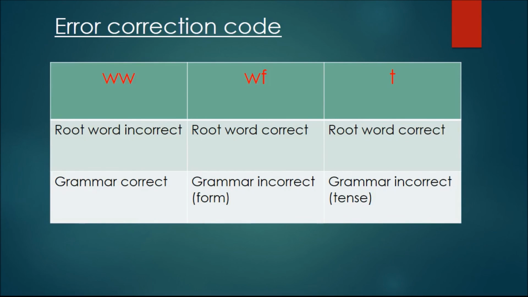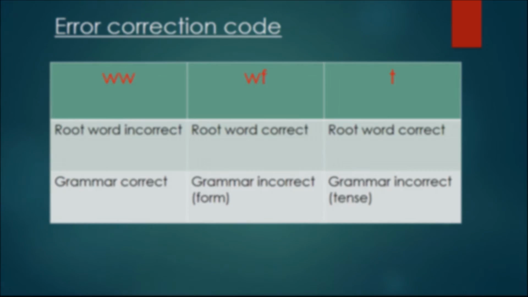So just to quickly summarise how each one works, with wrong word, it means the grammar's correct, but the root word is incorrect. So you need to find another word to take its place. With WF, it means the root word is correct, but the grammatical form is incorrect. So that means noun, verb, adjective, adverb. And with tense, it means that you've used the correct verb, but the tense is incorrect. So you need to consult the different tense forms to find which one you need.